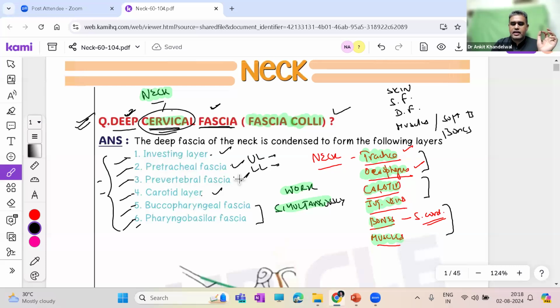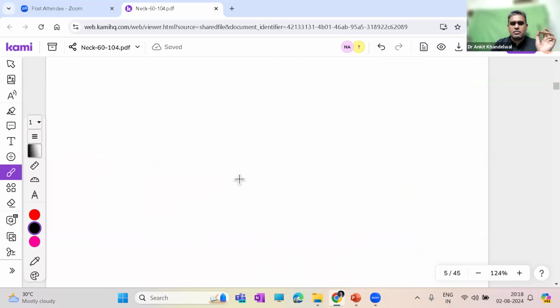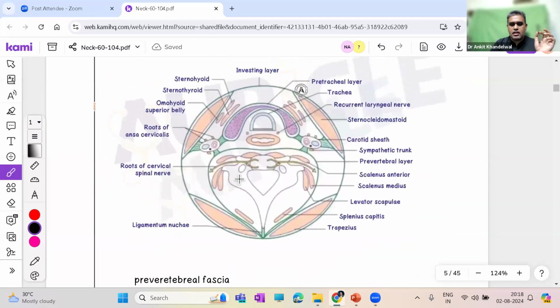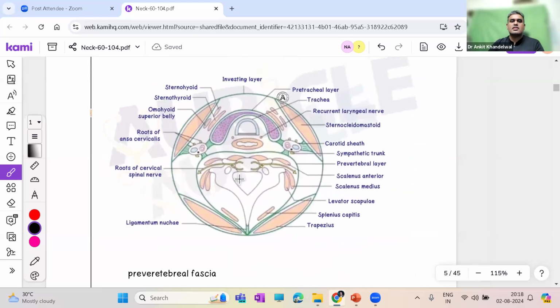Okay, for that, let me show you an image over here. Just give me a second. Okay, this image over here. What is this image? This is a transverse section. Of where? Of the neck, obviously. So this is a TS, a transverse section of the neck region. How to understand this? Okay, let us see.